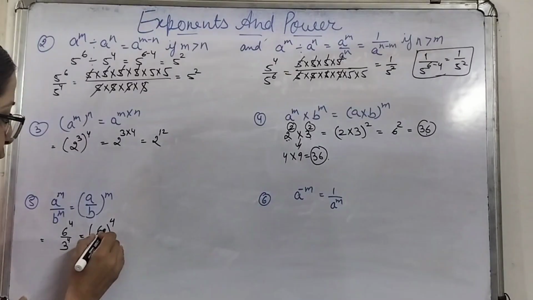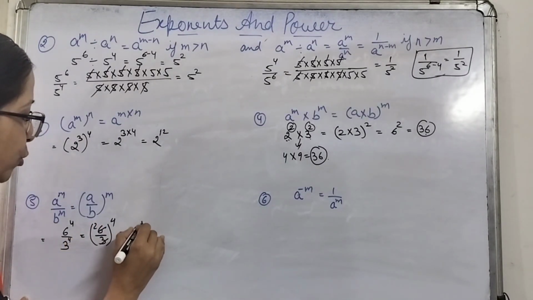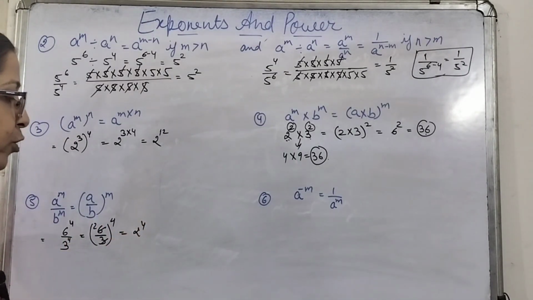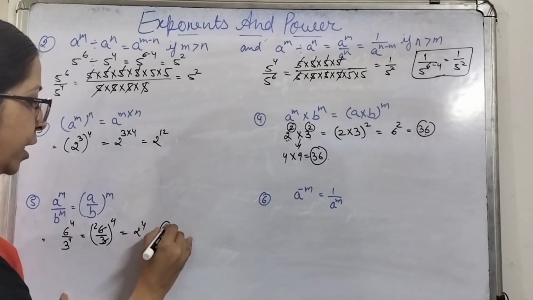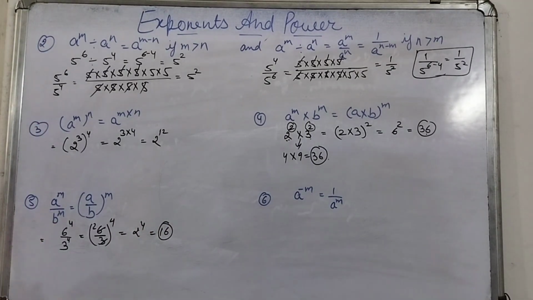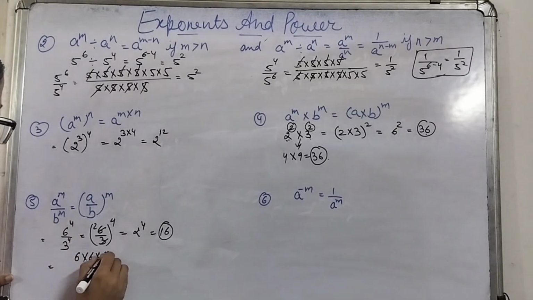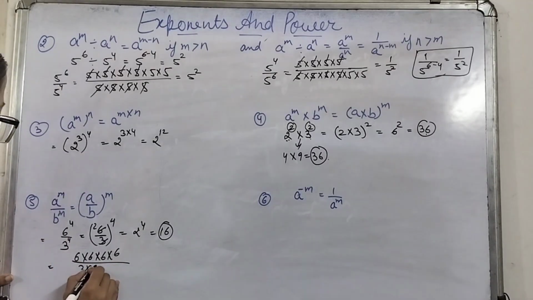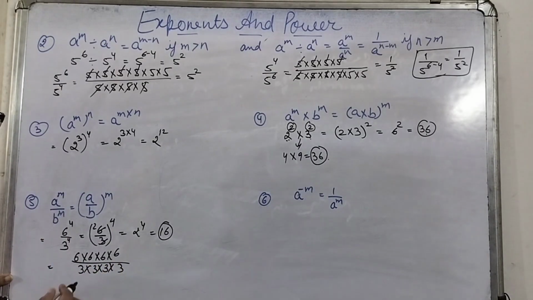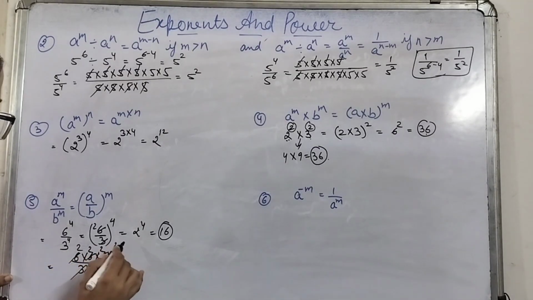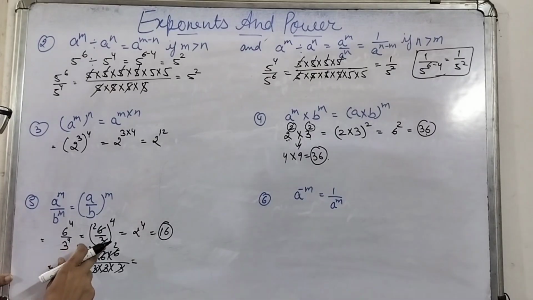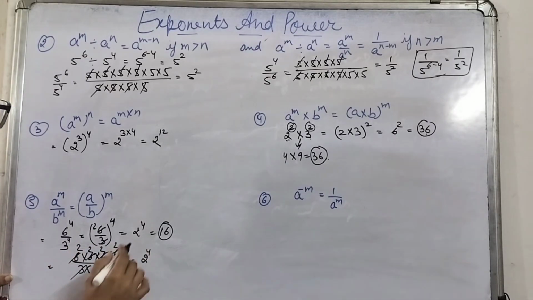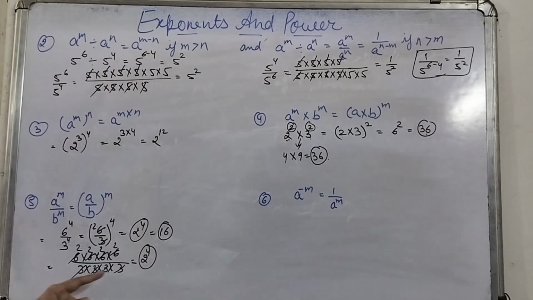So 3 2s are 6. It could be written as 2 raised to the power 4, and 2 raised to the power 4 means 16. Now let's prove it by solving it. 6 raised to the power 4 means 6 multiplied by 6 multiplied by 6 multiplied by 6. And 3 raised to the power 4 means 3 multiplied by 3 multiplied by 3 multiplied by 3. If we cancel, 3 2s are 6, 3 2s are 6, 3 2s are 6, 3 2s are 6. So it will be 2 multiplied by 2 multiplied by 2 multiplied by 2, that is 2 raised to the power 4. So we can prove it like this too.